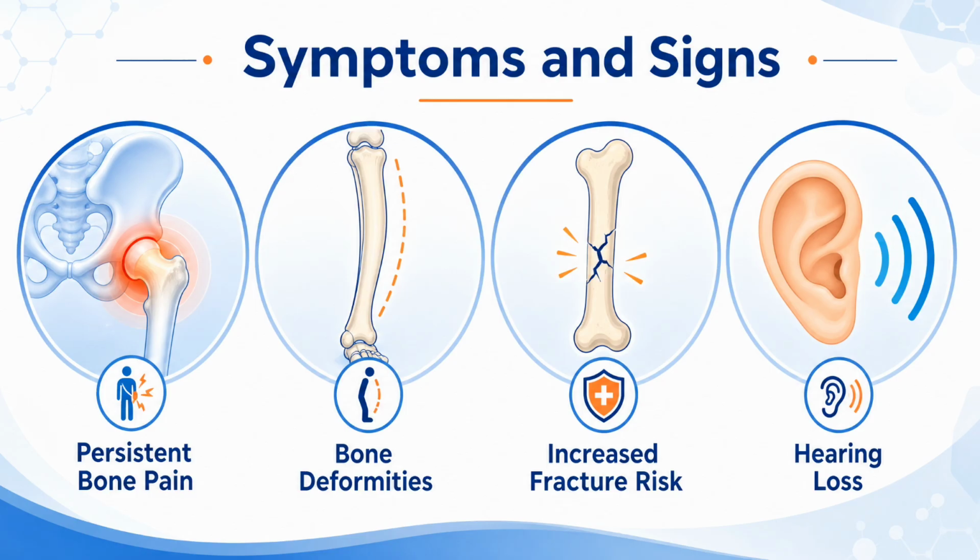Many patients have no symptoms initially. When symptoms develop, they may include persistent bone pain, bone deformities such as bowed legs, increased risk of fractures, joint pain due to secondary arthritis, and hearing loss when the skull is involved. The symptoms arise because the newly formed bone is larger but mechanically weaker than normal bone.